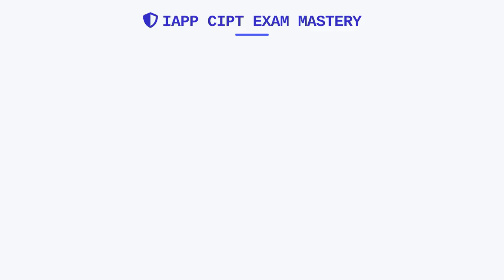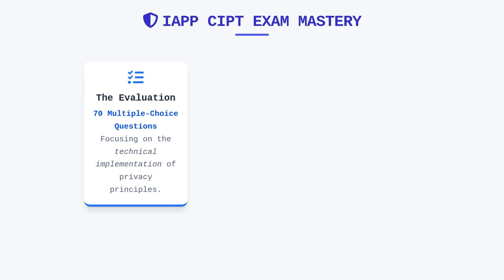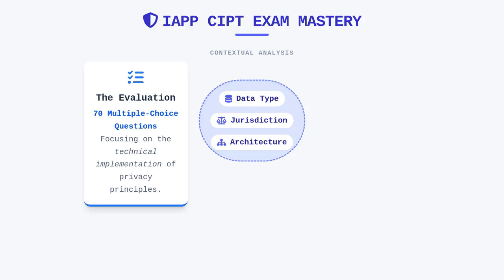To succeed, you must understand that the IAPP CIPT exam focuses on the technical implementation of privacy principles. The evaluation consists of 70 multiple-choice questions designed to test your ability to apply abstract privacy concepts to concrete technical scenarios. We need to be clear about the scoring.